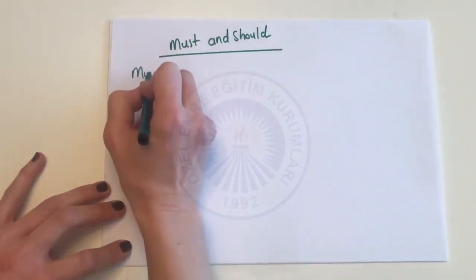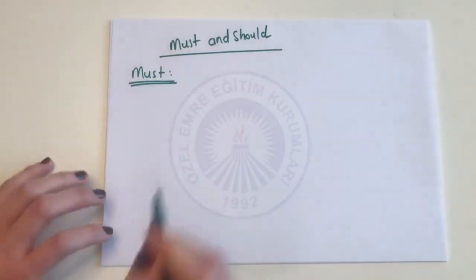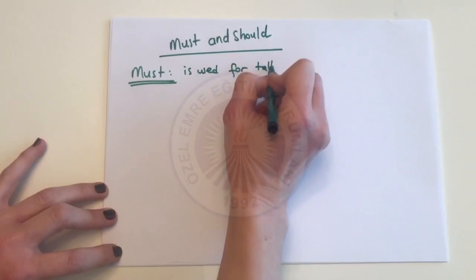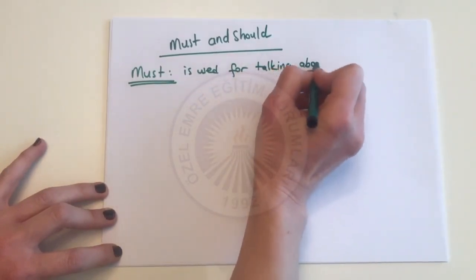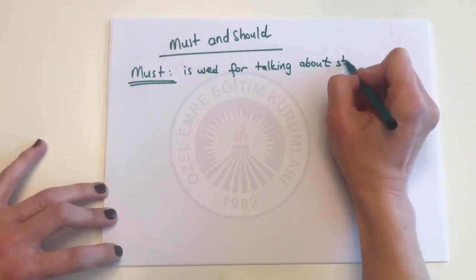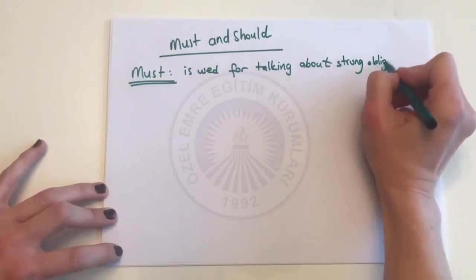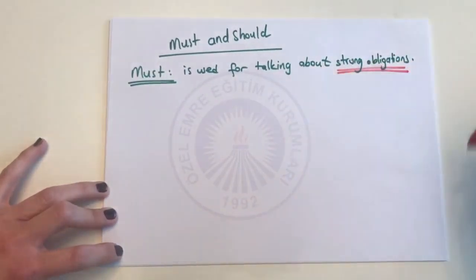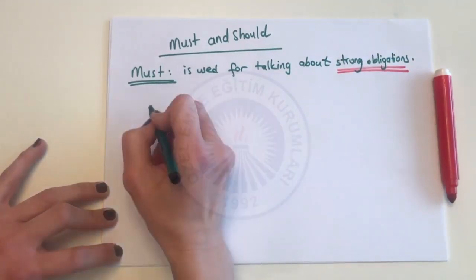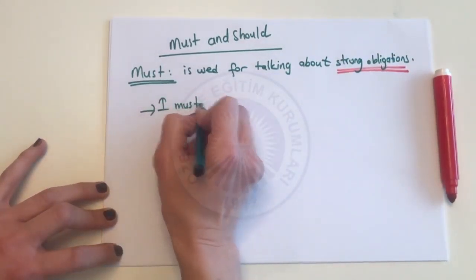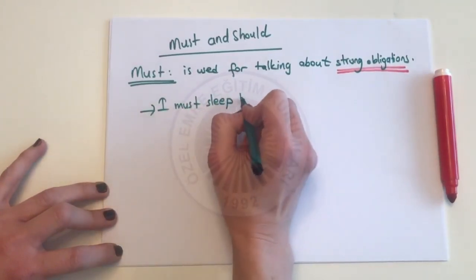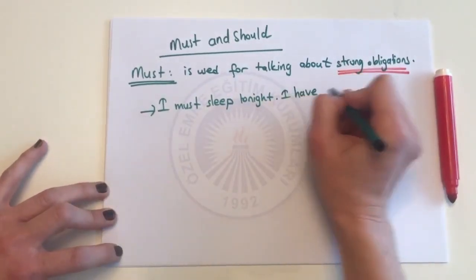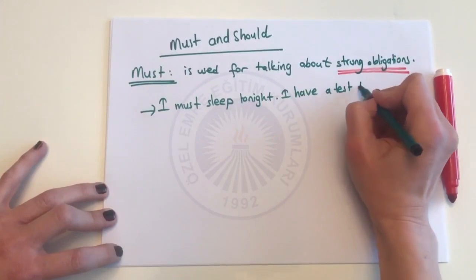First, must. Must is used for talking about strong obligations. Yes, my dear students, this is very important. Strong obligations. So, for example, I must sleep tonight. Why? Because I have a test tomorrow.